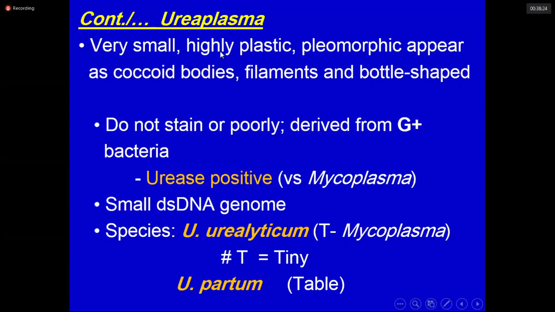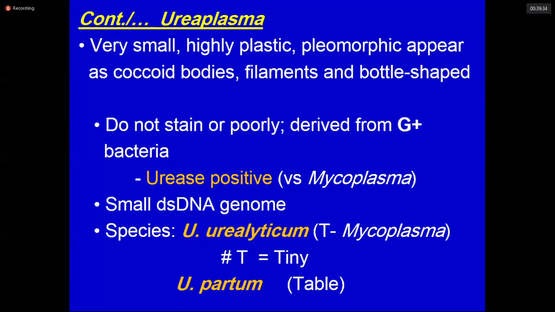Ureaplasma are very small, highly plastic, with a pleomorphic appearance. What does pleomorphic mean? It has variable shapes, multiple forms, such as coccoid bodies, filamentous forms, or bottle-shaped in appearance. Such changes in the shape of the organism we describe as pleomorphic morphology. These organisms do not stain well, or are poorly stained. They are derived from gram-positive bacteria because they don't have a cell wall. We mentioned that Chlamydia are derived from gram-negative. Ureaplasma, together with Mycoplasma, are derived from gram-positive.